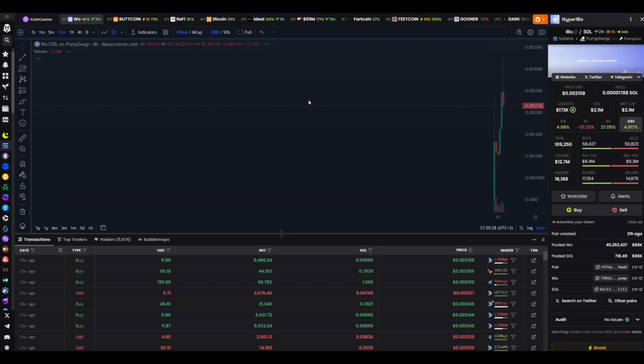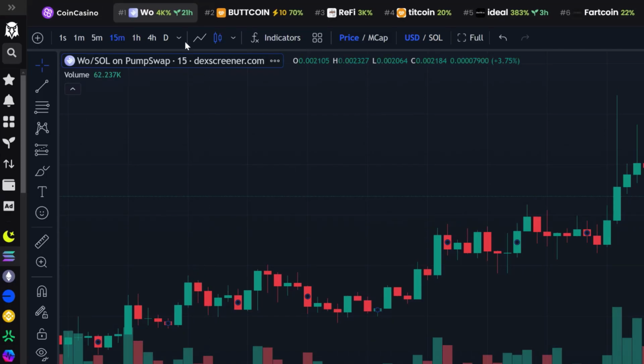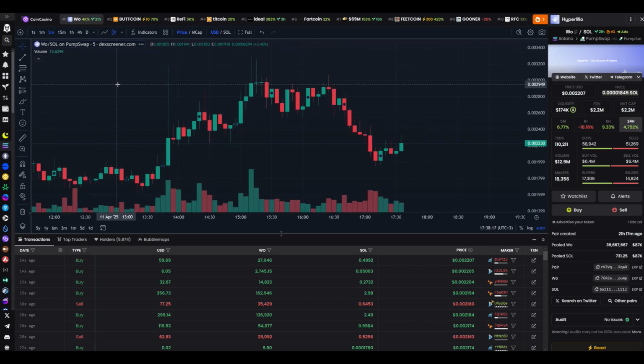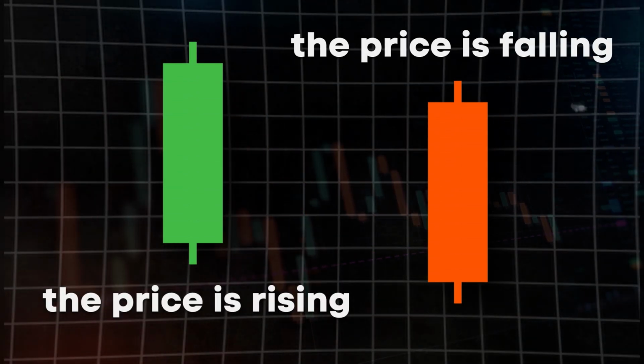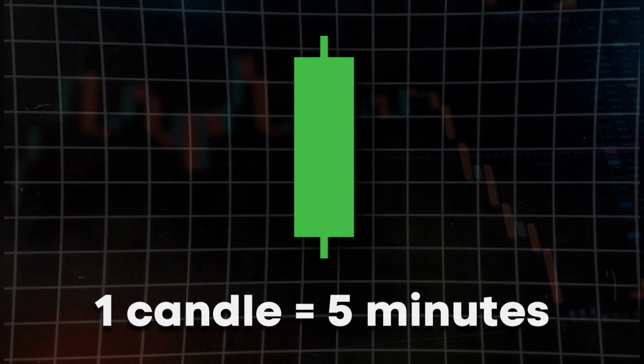On the left, you'll see a large chart. This is the heart of the token, displaying its current state. Above the chart are the time frame buttons: 1 second, 1 minute, 5 minutes, 15 minutes, and 1 hour. I select 5 minutes. It's easier to track price movements this way. On the chart, you'll see candlesticks. Green ones indicate a price increase, while red ones show a decline. Each candlestick represents 5 minutes of the token's life.